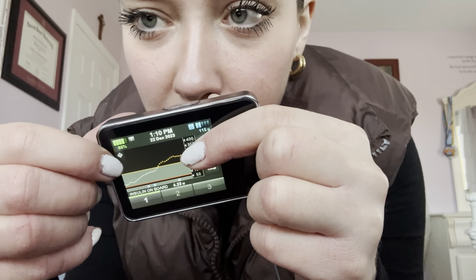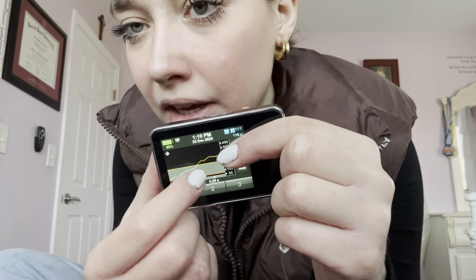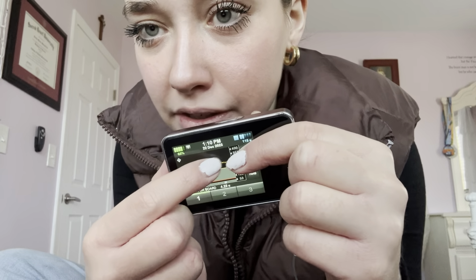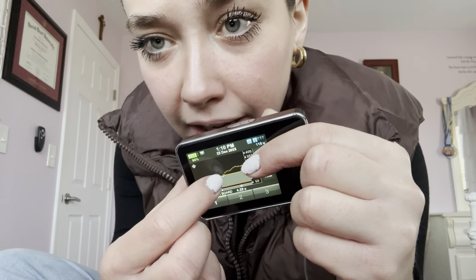What I mean by the front of your pump screen is that it shows you the amount of units that you have in your pump from the time that you first filled it. It shows you the amount of units quickly, and then it shows you the battery also, and then it shows you the graph. As you could see, my blood sugar went a little bit high after breakfast.